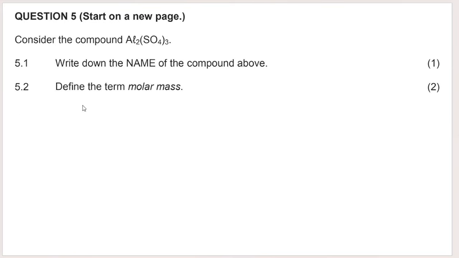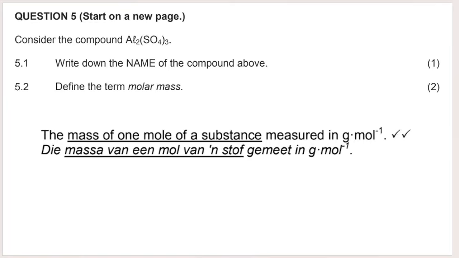Then they want us to define the term molar mass. We know that molar mass refers to big M, and it can be seen in the following formula: n = m over M, where baby m is mass over big M, which is molar mass. So in order to define molar mass, we know that molar mass is the mass of 1 mole of a substance, and it's measured in grams per mole.